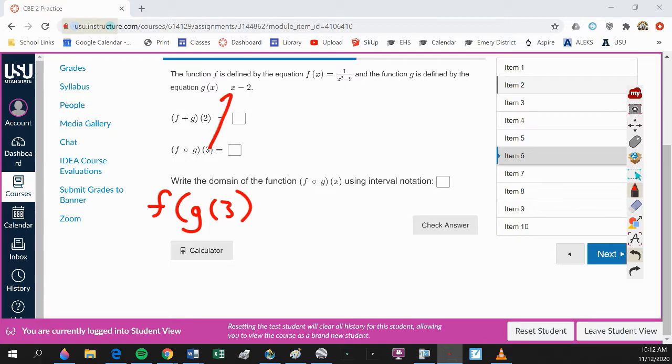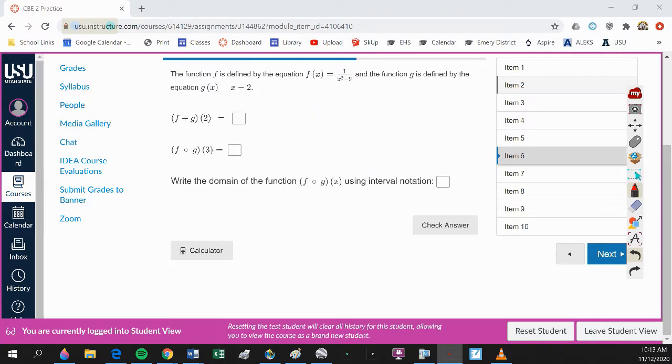So 3 goes into g. 3 minus 2 is 1. Then I take the 1 and I plug it in there, and I get negative 1 over 8. Okay. Now, what about the domain? We've done this before. What is the domain of the composition?